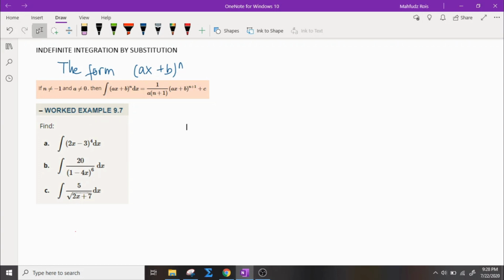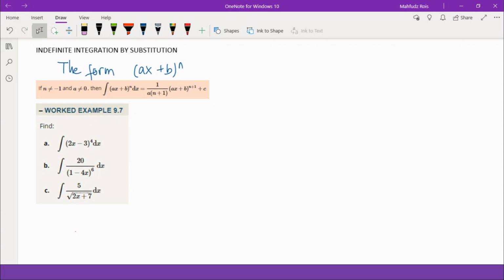Alright guys, now I would like to explain and compare the method of indefinite integration by substitution.